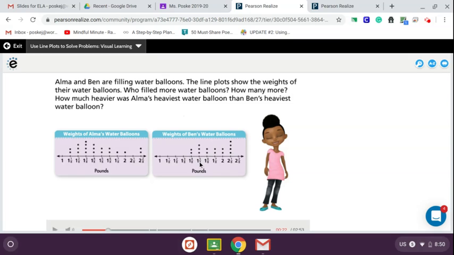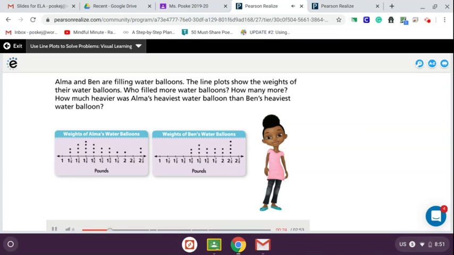Ben only made 15, so he made less than Alma. But as you can see, there were 3 that weighed 1 and 5/8, 2 that weighed 1 and 6/8, 2 that weighed 1 and 7/8. There were 2 that weighed 2 pounds, and then 4 water balloons weighed 2 and 1/8 pounds. I hope that makes a little more sense on what these mean. Now let's see if we can answer some questions.